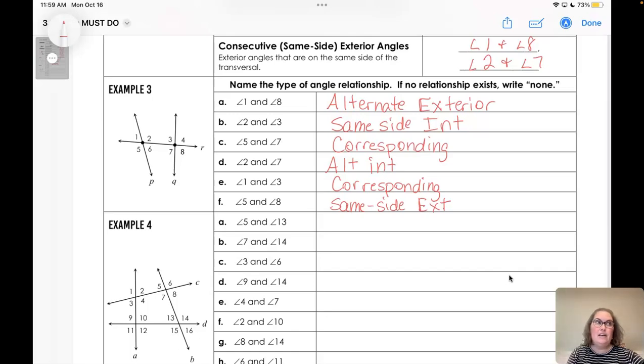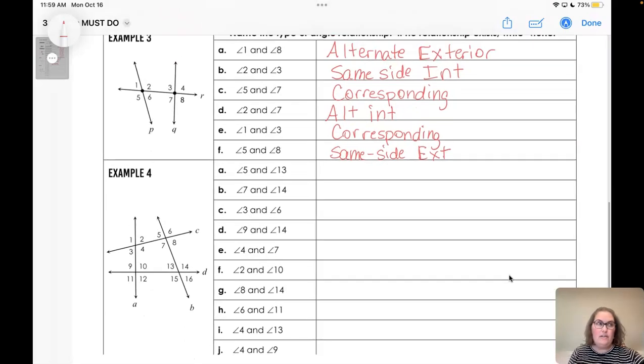Now we've got the example 4 down at the bottom. Glaring at my child in the other room.